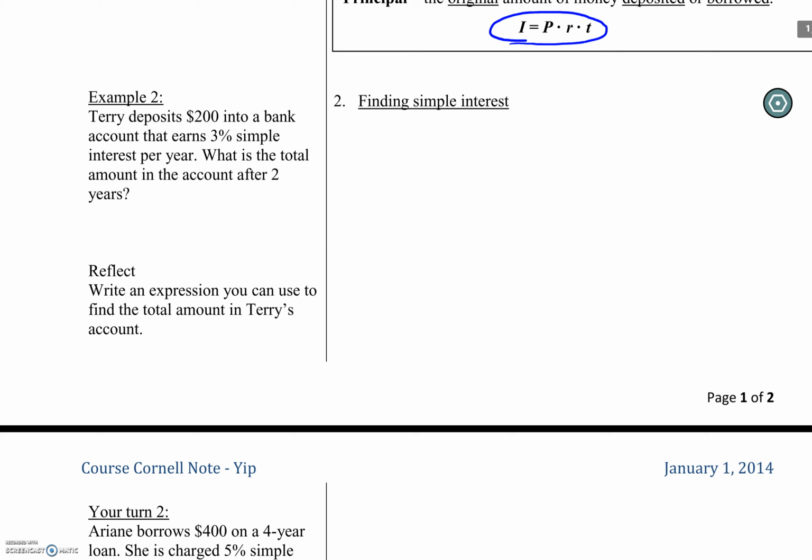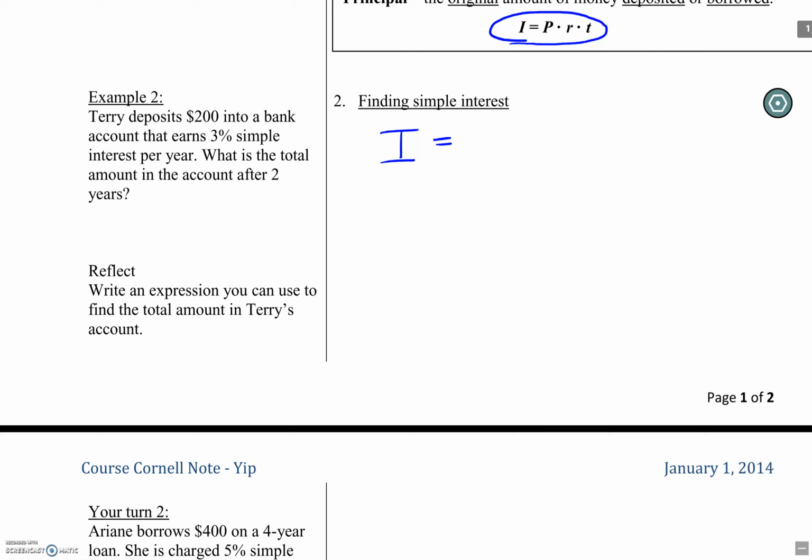Terry deposits $200 into a bank account that earns 3% simple interest per year. What is the total amount in the account after 2 years? So we are looking for the amount of interest here so that we can add it to the original $200 that he deposits into the account.